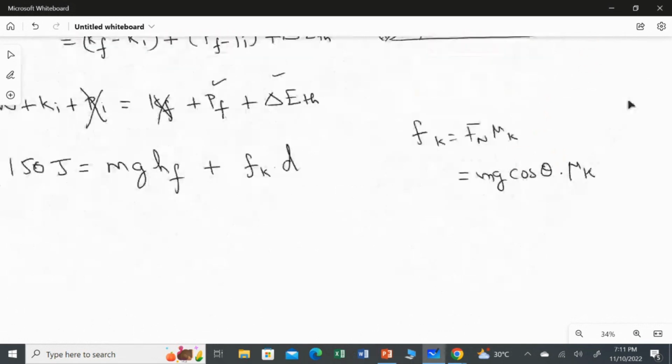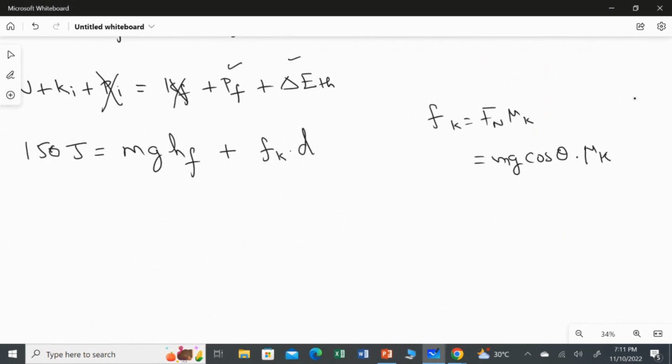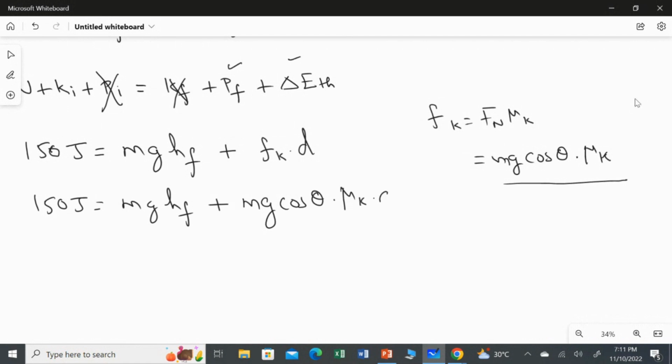By that your equation will become 150 joules, the left hand side, which is equal to mghf plus Fk. What is our Fk? Mg cosine theta multiplied by mu k multiplied by d also. Am I right? So that means mg cosine theta multiplied by mu k multiplied by d also. Now we have to find what is our height. Am I right? Because without this height final we can't.